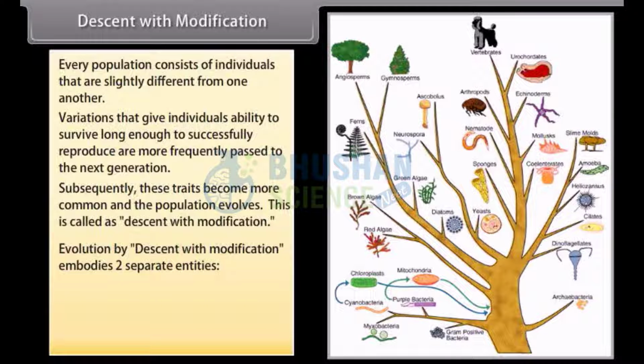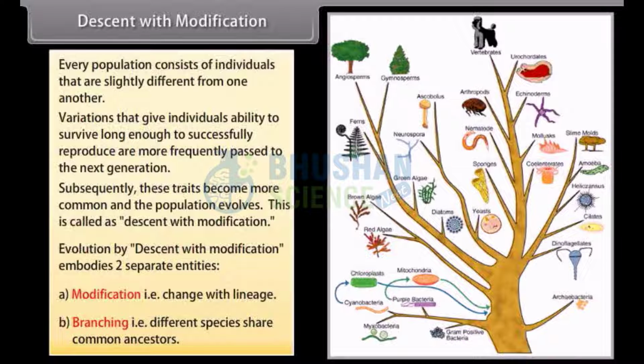Evolution by descent with modification embodies two separate entities. A. Modification, that is, change with lineage. B. Branching, that is, different species share common ancestors.